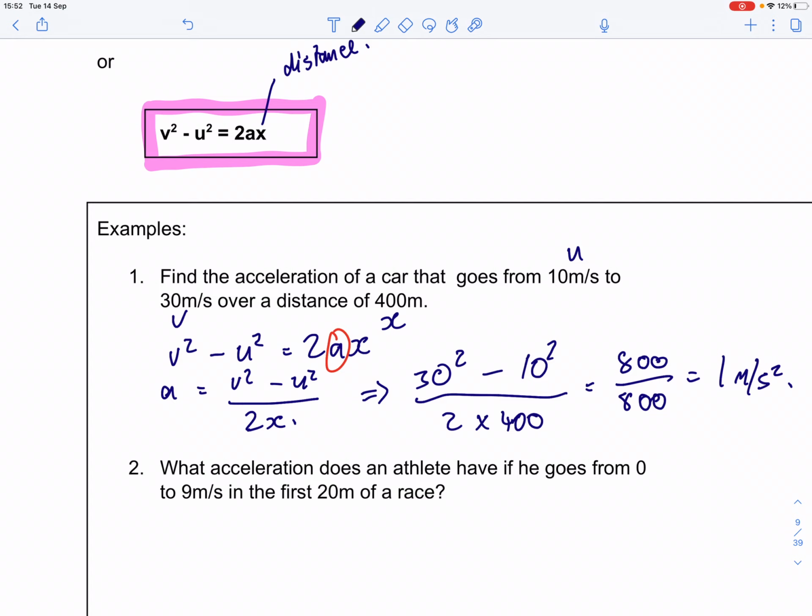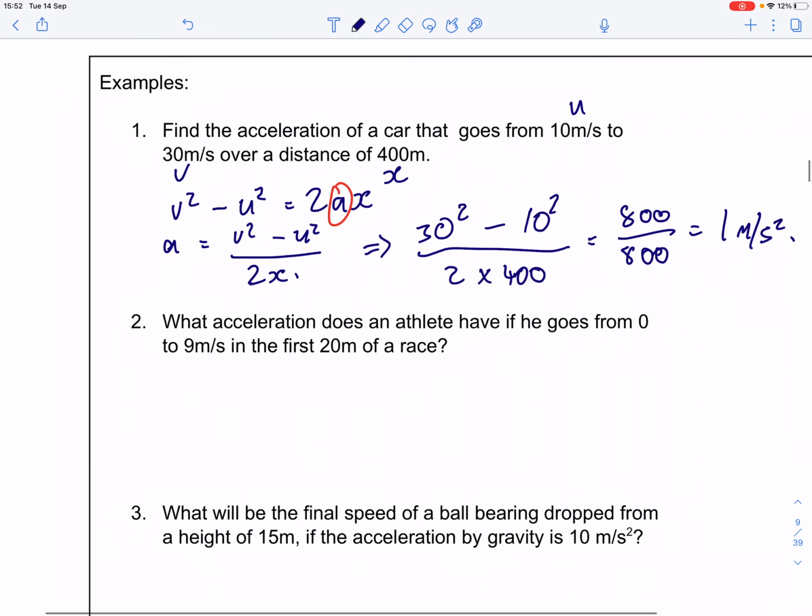So that's quite a good exemplification of using that equation when we know the distance. This next one is exactly the same, so I'm not going to go through it as well. Same things, just different units. Don't forget to square the speeds.